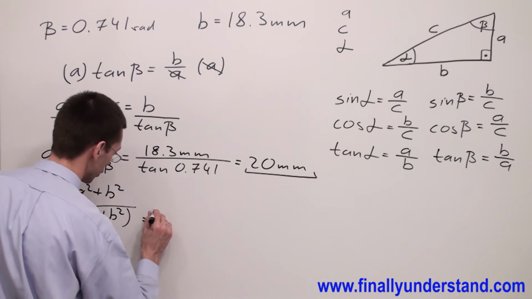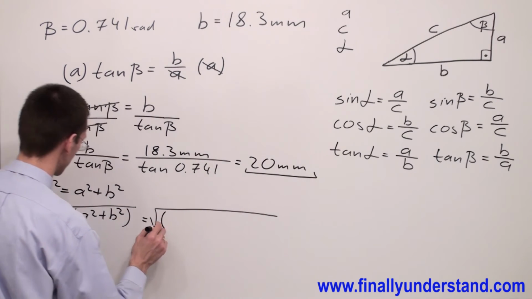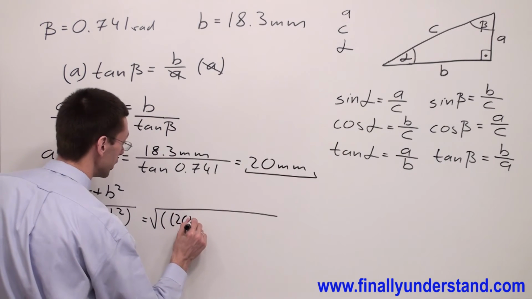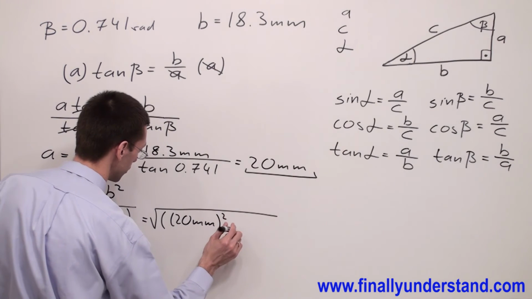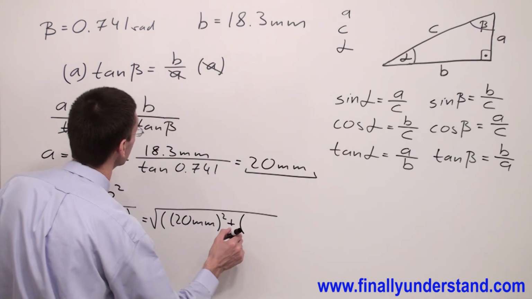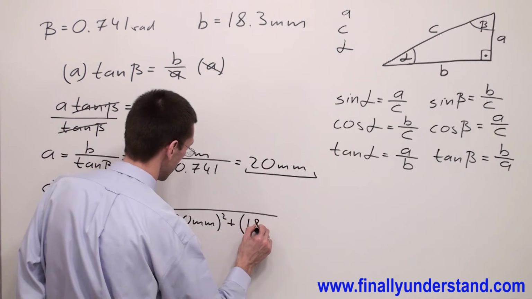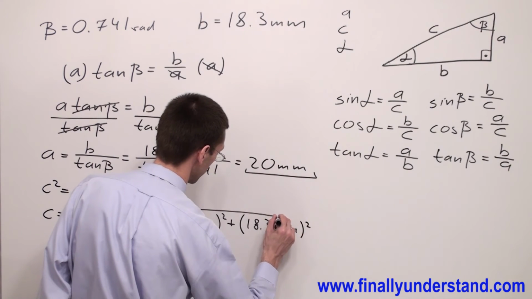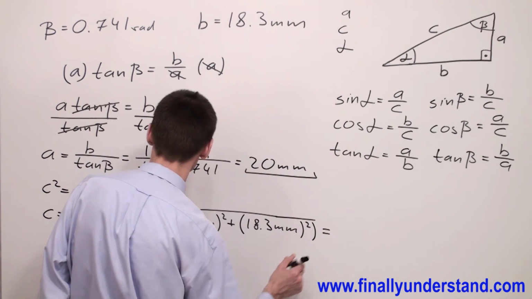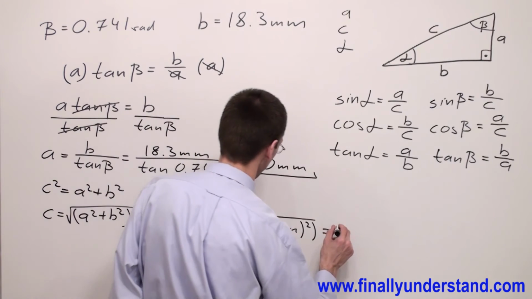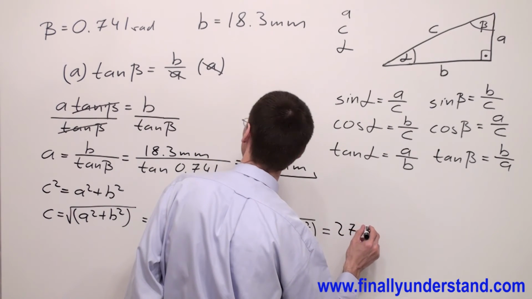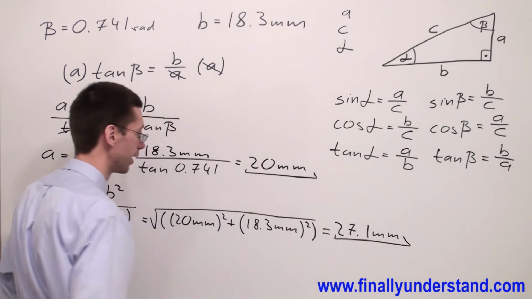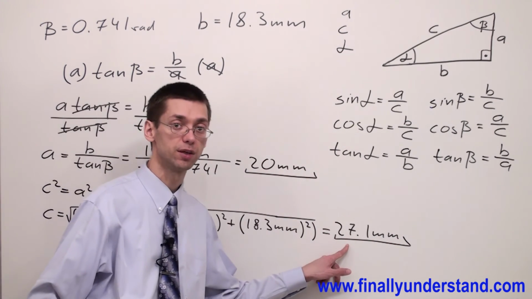This is equal to the square root, open parenthesis, and we have side A, 20 millimeters to the second power, plus side B, which is equal to 18.3 millimeters to the second power, and this is equal to 27.1 millimeters. Okay, so we found the length of side C.